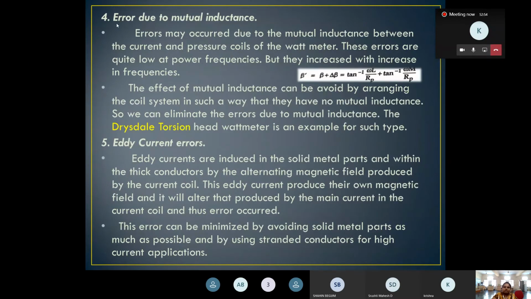Next is the error due to mutual inductance. What error is introduced due to the inductances? Errors may occur due to the mutual inductance between the current and pressure coils, because in both coils we use inductance. For that reason, these errors are quite low at power frequencies.